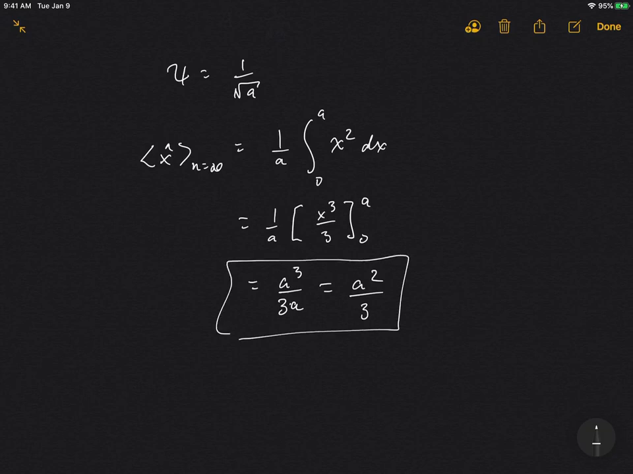And this is not for the n equals 1 state, but for the somewhat similar states, kind of the limiting case. We expect n equals 1 to be not quite as spread out as this. This is sort of the limiting case of how spread out the wave function can be. Okay, and this is of course the expectation of x squared.